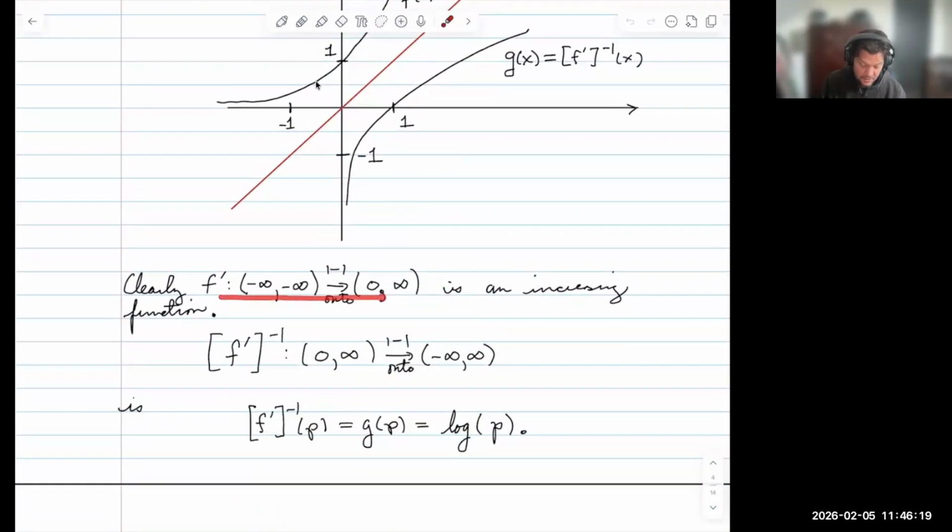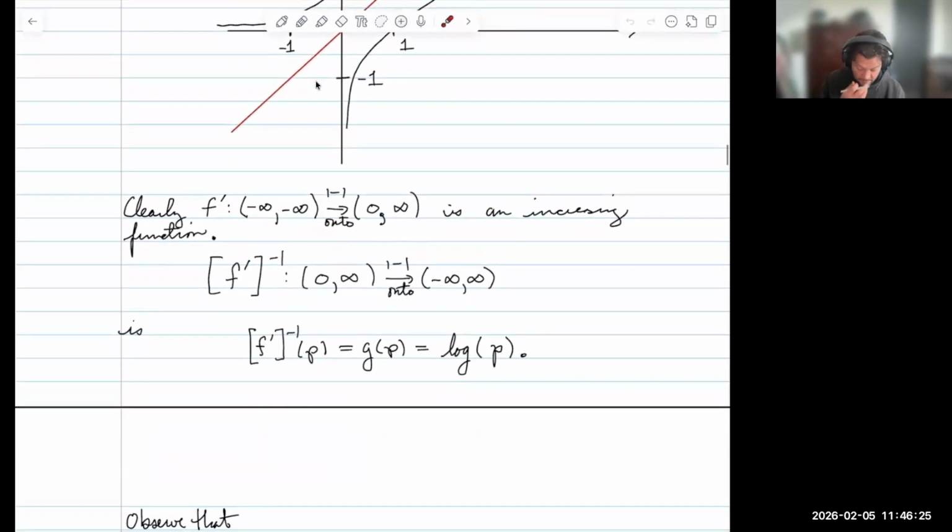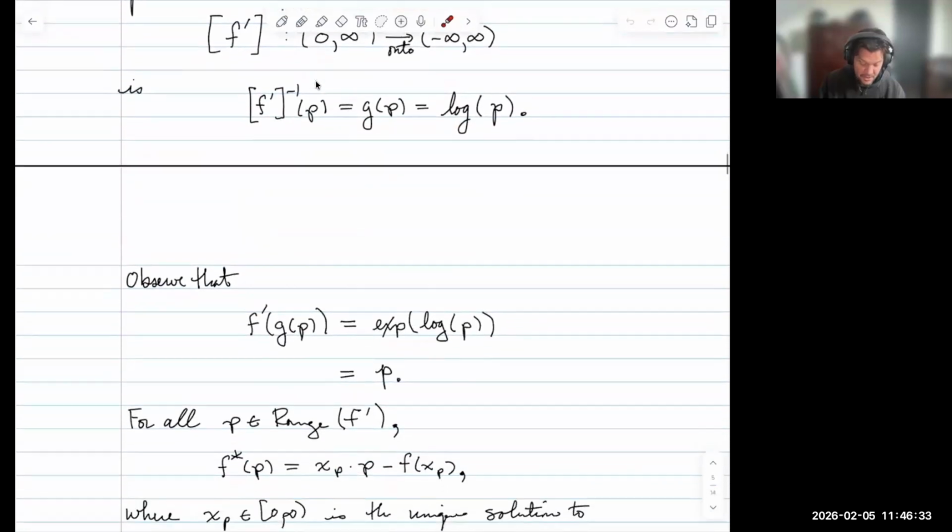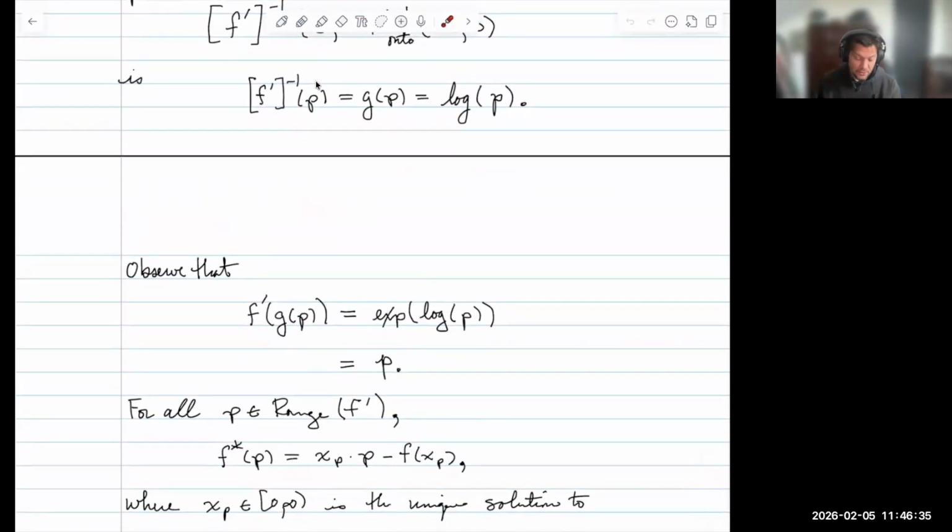So this function f prime is clearly an increasing function, as we've said before. The function g, which is the inverse of the f prime function, is the log. That's an increasing function. So let's see what we need to do to compute our Legendre transform.